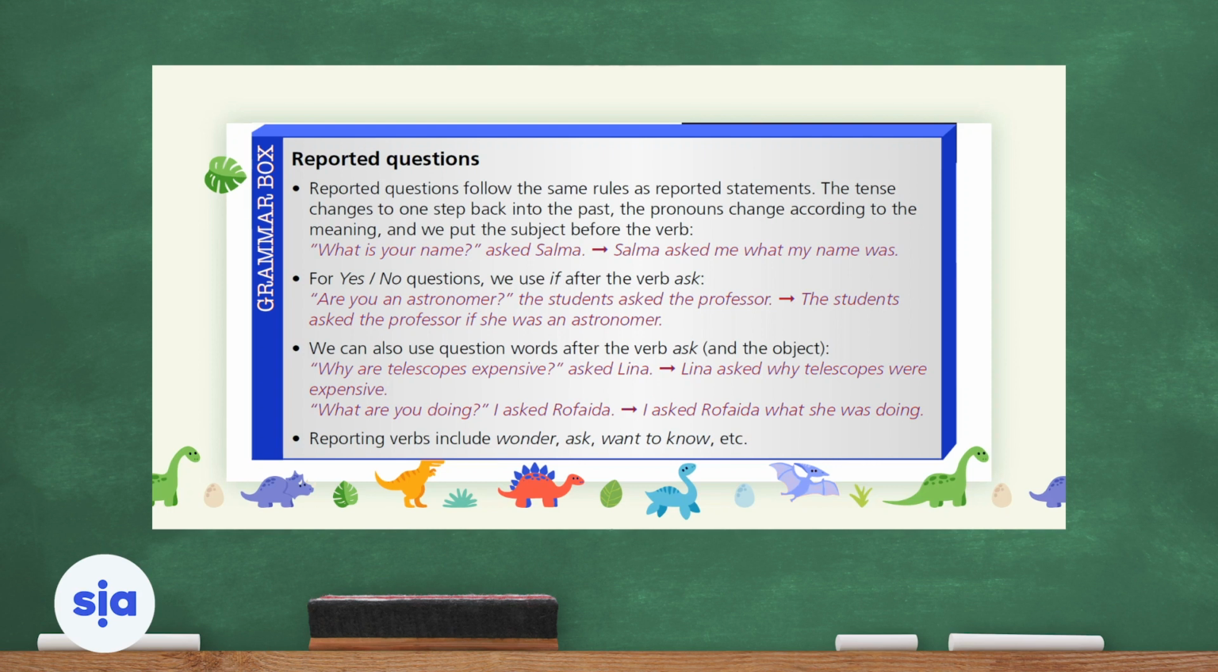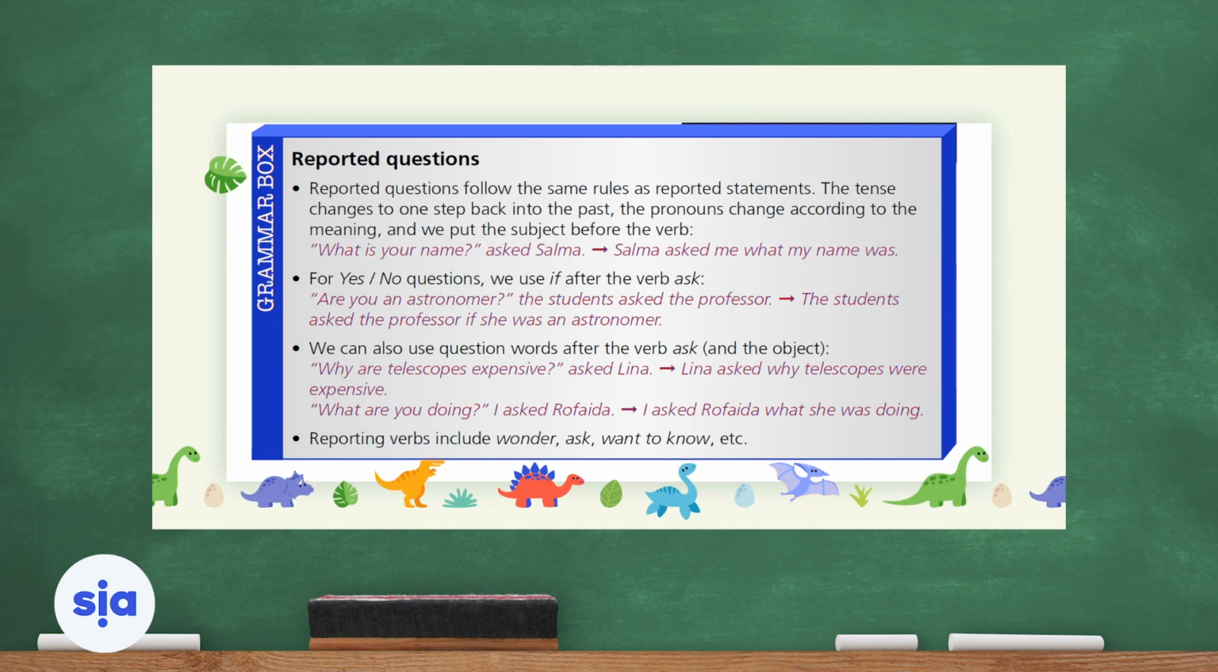Let's look at the next example in red. Why are telescopes expensive? Asked Lena. Lena asked why telescopes were expensive. What are you doing? I asked Rufaida. I asked Rufaida what she was doing. So we can also use question words after the verb ask. Reporting verbs include wonder, ask, and want to know.